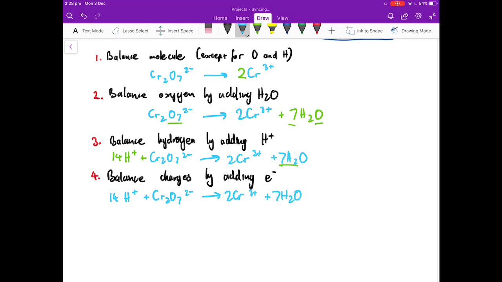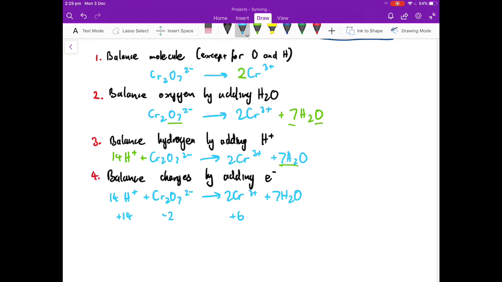So what we need to do is balance these charges. What we can do is count up the charges on each side and try to equate them. On the left-hand side, we've got a charge of plus 14 because we've got 14 hydrogens, and we've also got a minus 2 because of the Cr2O7 2-. On the right-hand side, we have a plus 6 because of 2Cr3+.